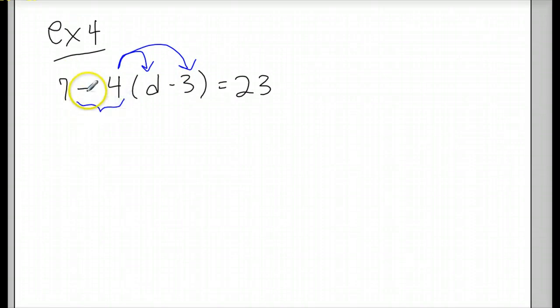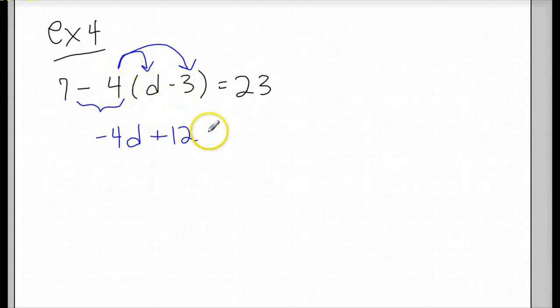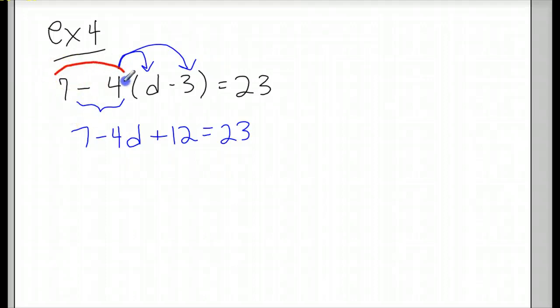So let's not forget, negative 4 times d is going to give us a negative 4d. Negative 4 times negative 3 is going to give us a positive 12. So we just distributed that 4. Let's rewrite the rest of the problem. We have equals 23, and up here we have this 7. It just stays out there. Do not try and subtract 7 and 4. You can't do that, okay? You have to distribute this 4 first. Never ever try and combine these before you distribute this 4.